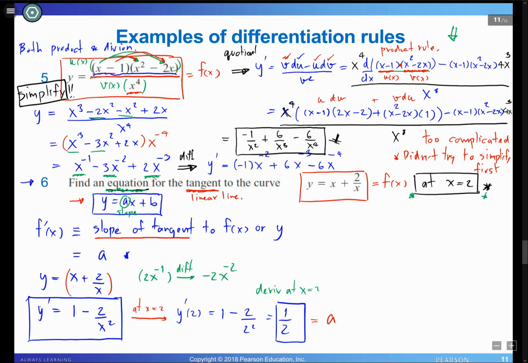The slope of the tangent at x equal to 2. Now we know what a is. a is 1 over 2, but we don't know what b is. So we have to continue. Let's work some more. We have to find b. Okay, next goal is to find b. How do we do that?